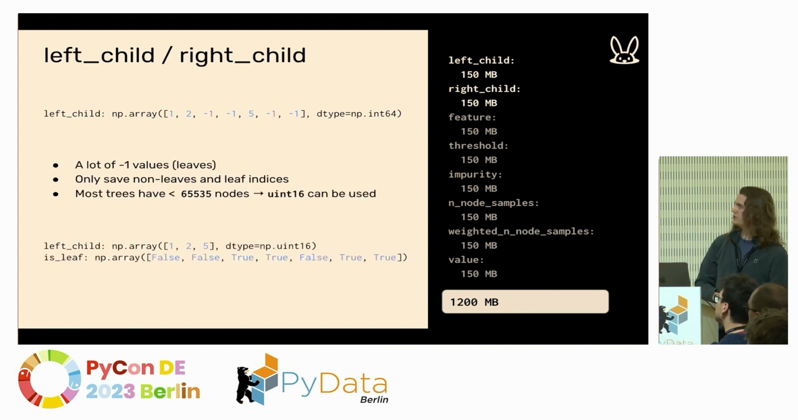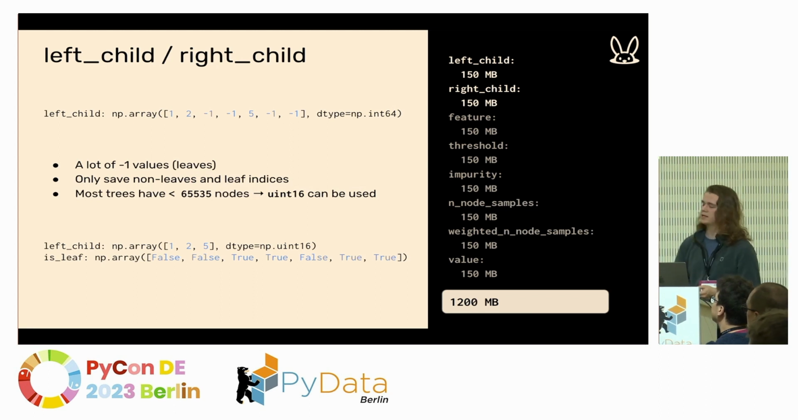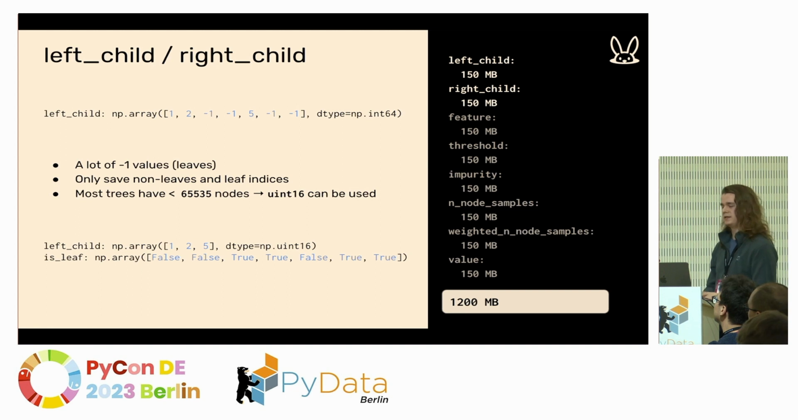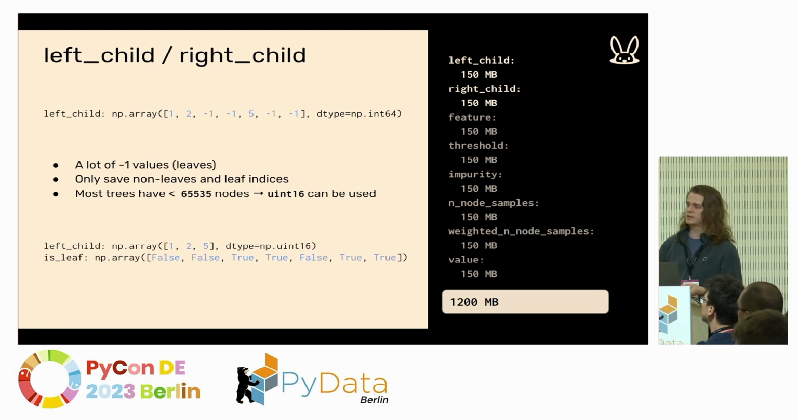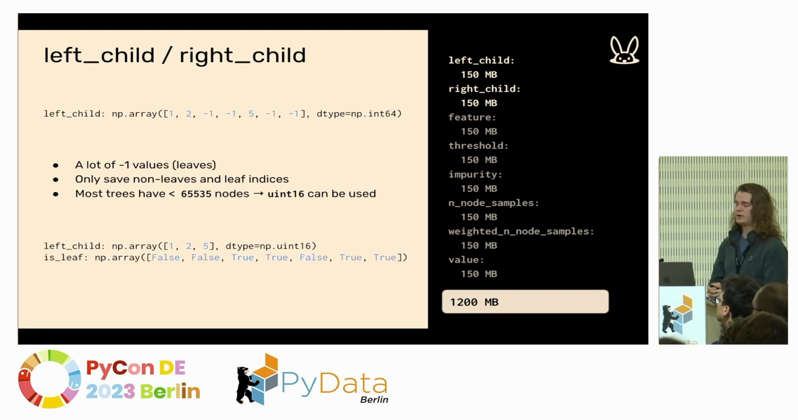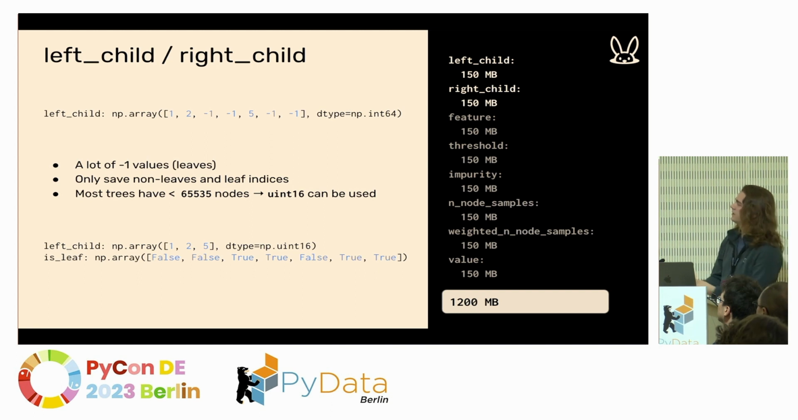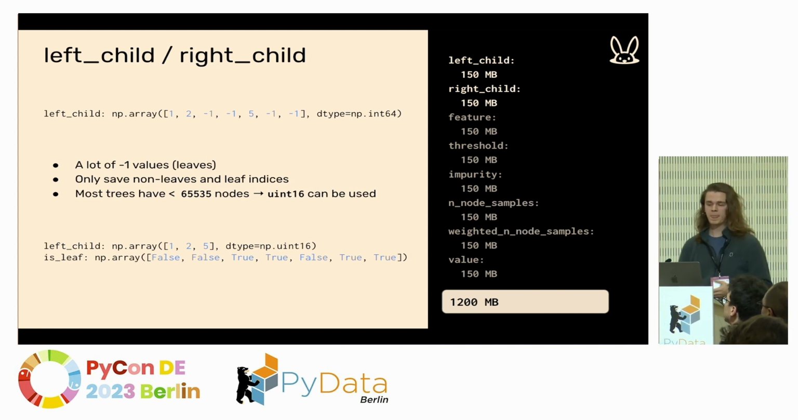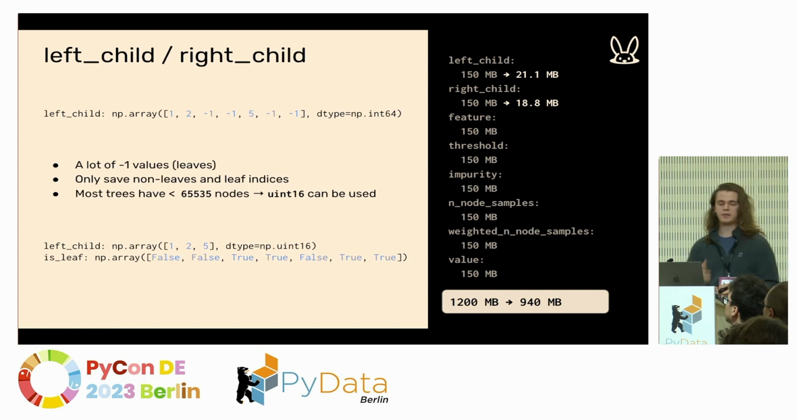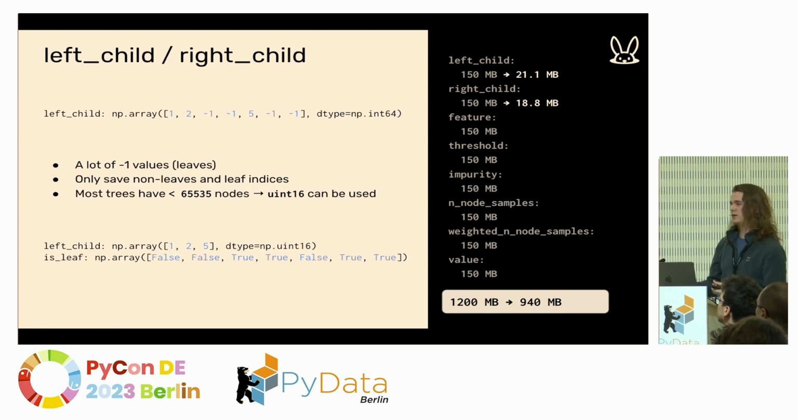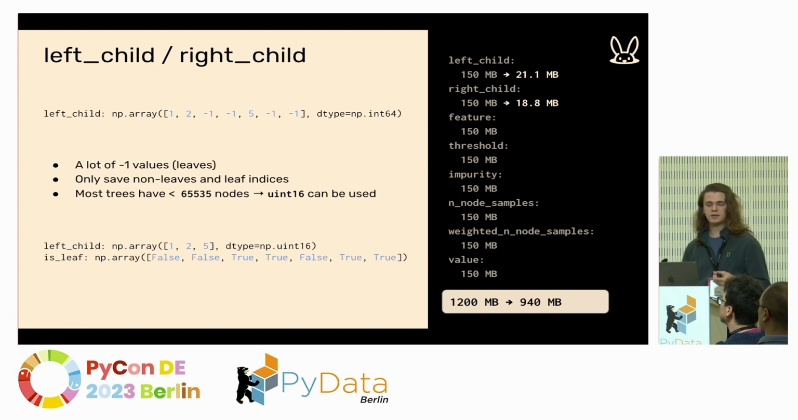Another thing that we can do is, most trees have less than 65,000 nodes. So instead of using int64 as the data type for this array, we could also just use unsigned int16. With that, we can get it down from 8 bytes to 2 bytes. That's what our final new state would look like here, the left child and isLeaf array. With that, we go down from 150 megabytes to 21 megabytes for the left child array and the isLeaf array together. For the right child array, since we don't need to store the isLeaf array a second time, we go down to 19 megabytes.